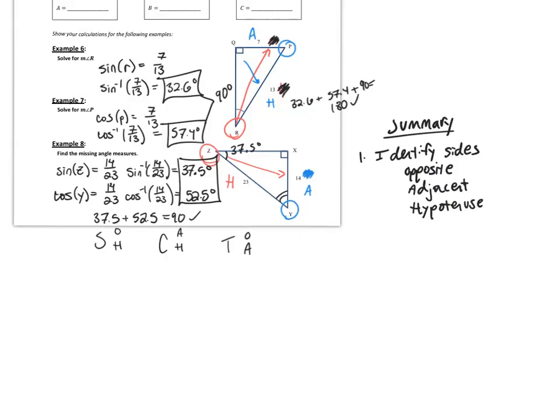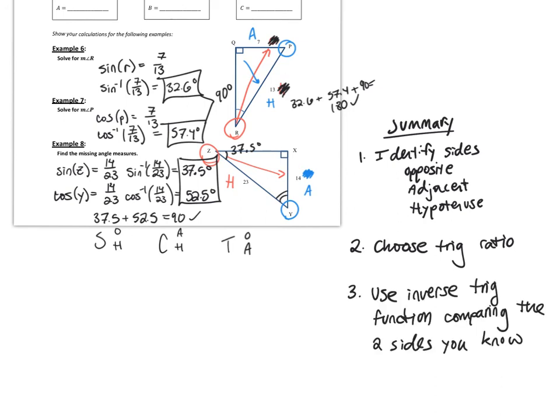First, you identify your sides, your opposite, your adjacent, and your hypotenuse. Then you choose the ratio that compares the two sides that you know. Then you find the value of the inverse trig function comparing the two side lengths that you know. And that's your angle measure. So basic trigonometric ratios are a powerful way to find missing angle measures and missing side lengths of right triangles when you don't know two of the three sides or when you don't know one of the angle measures.